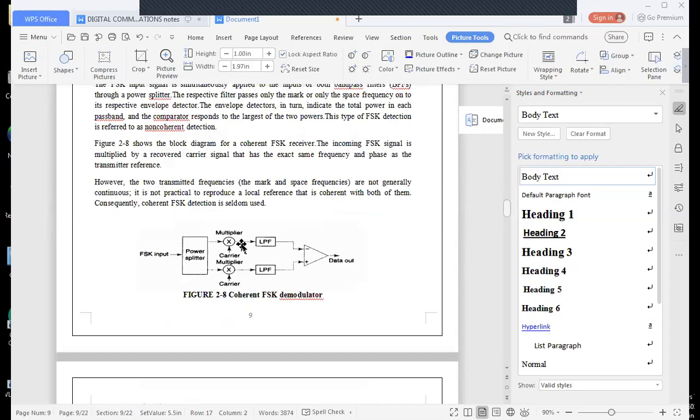This is the coherent type. Here the carrier has to be generated in phase with the transmitted. Power amplifier, 2 low pass filters, 2 comparators and the data out.